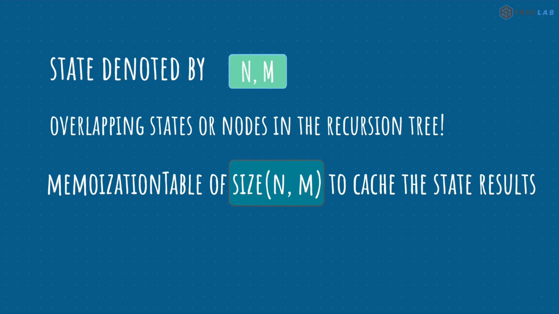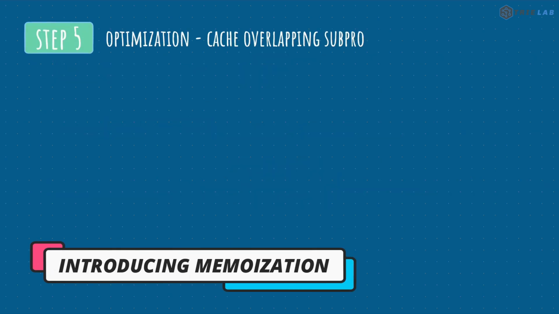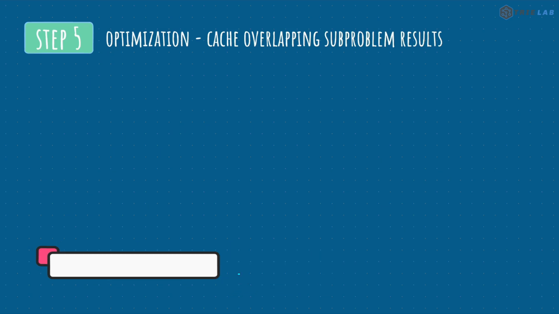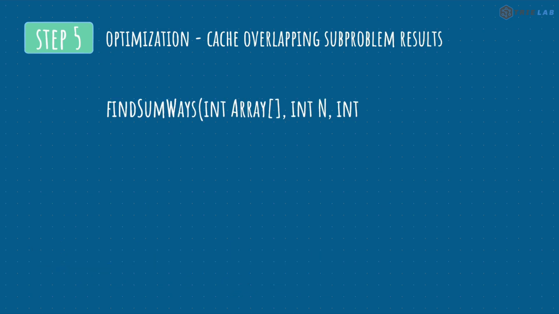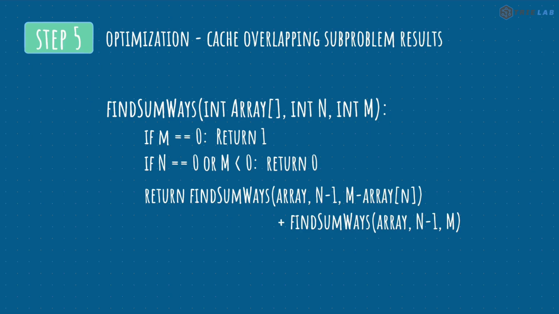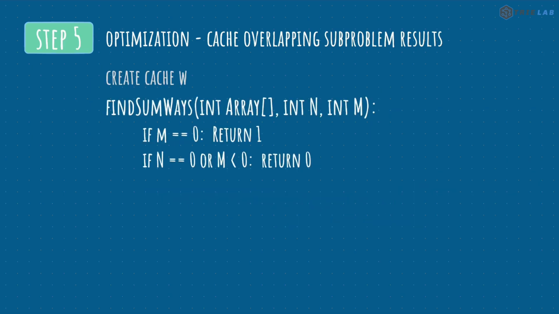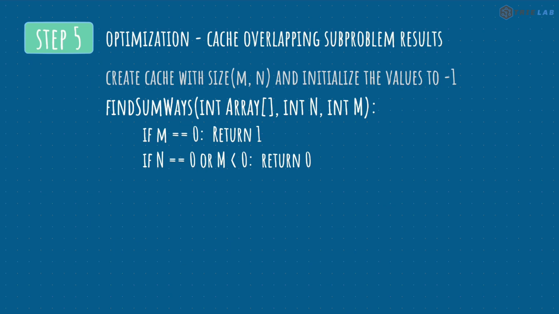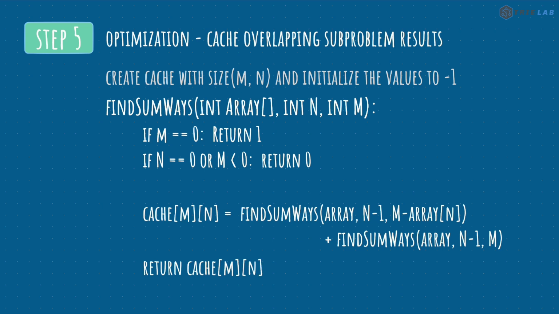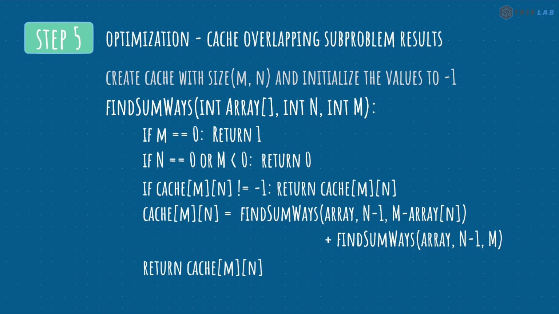So we are now introducing a new step, step 5, where we simply go ahead with the optimization and caching of the results. For this problem, we already have an algorithm defined earlier. We'll simply update the algorithm to include the global cache to be used for storing intermediate subproblem results of a particular state. And we'll add a check to see if this particular state was already processed earlier before we jump on to processing it again.